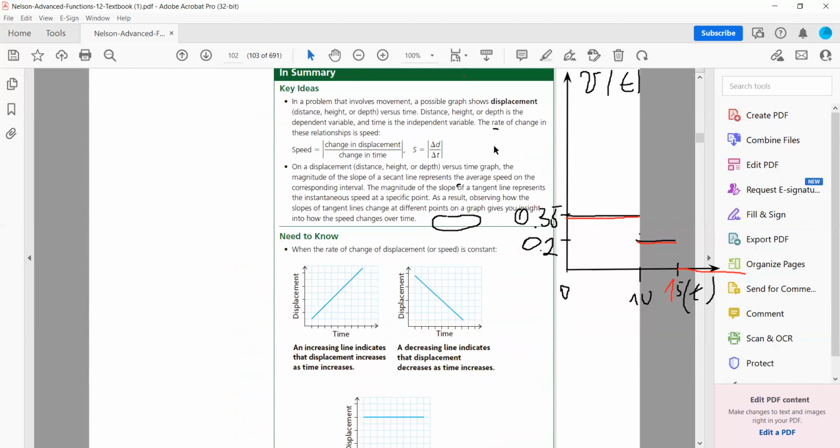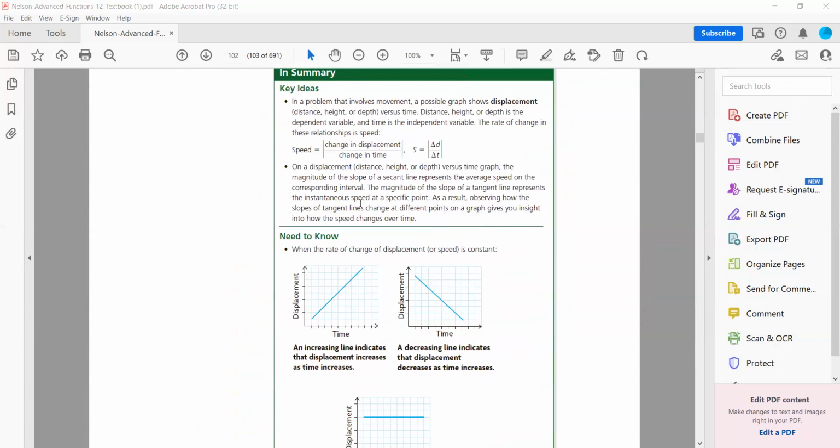And the summary, the key ideas. In a problem that involves small movement, a possible graph shows displacement, distance, height, or depth versus time. Distance, height, or depth is the dependent variable, and time is the independent variable. The rate of change in these relationships is speed. Speed is change in displacement over change in time. On a displacement, distance, height, or depth versus time graph, the magnitude of the slope of a secant line represents the average speed on the corresponding interval. The magnitude of the slope of a tangent line represents the instantaneous speed at a specific point.